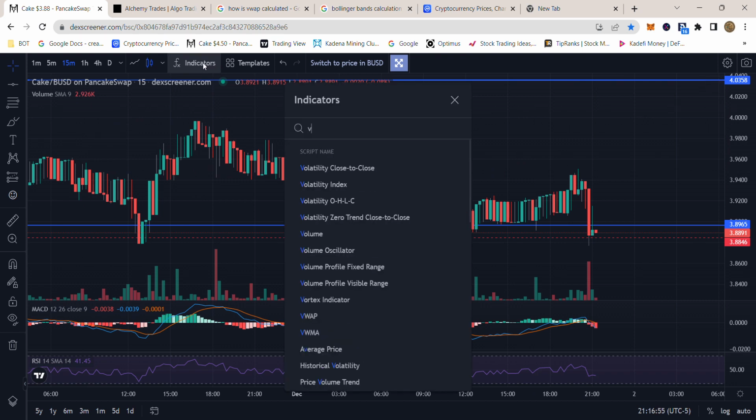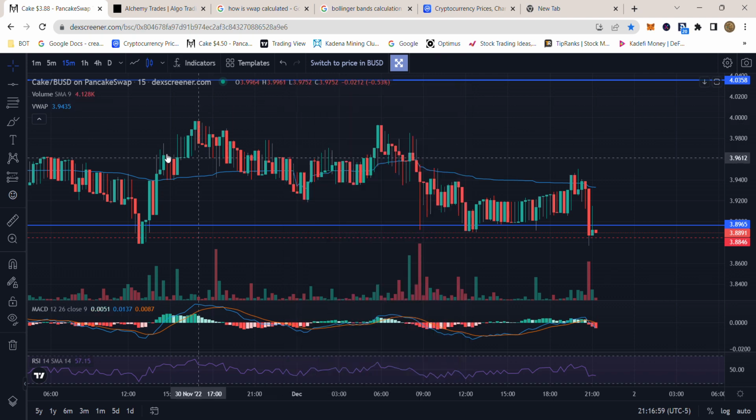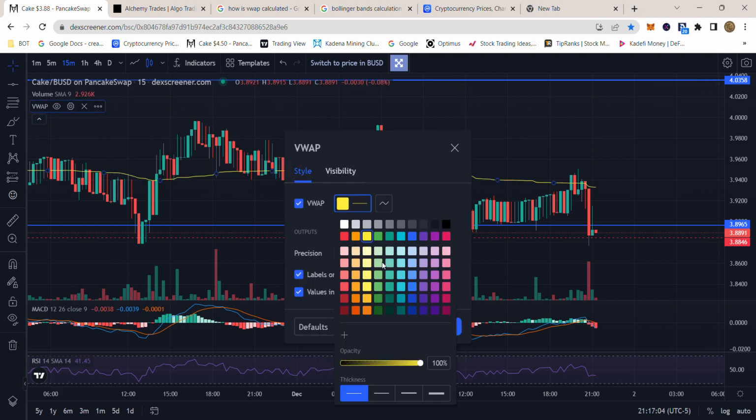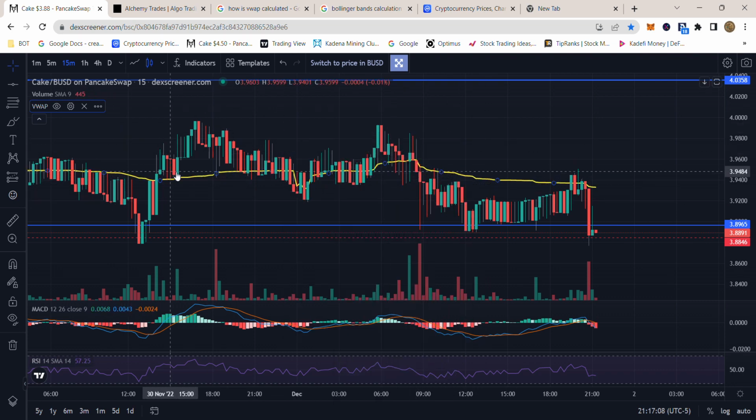The next one's going to be called the VWAP. The only thing I'm going to want to change here is I do like to make this yellow, and I like to make it very visible. That's just how I was taught to use it. You can see it a lot better.